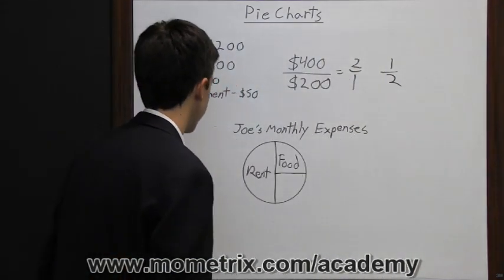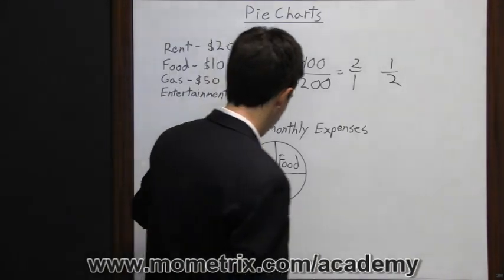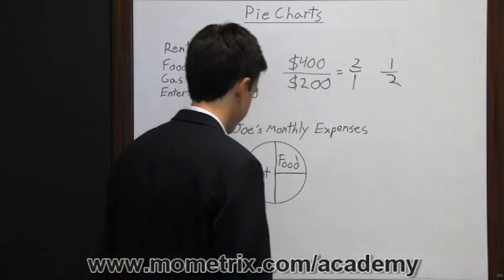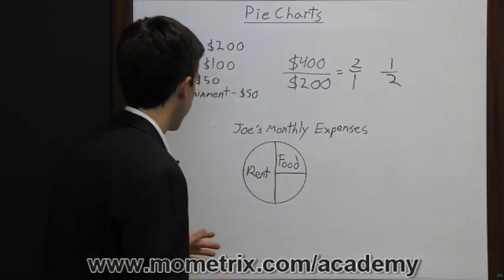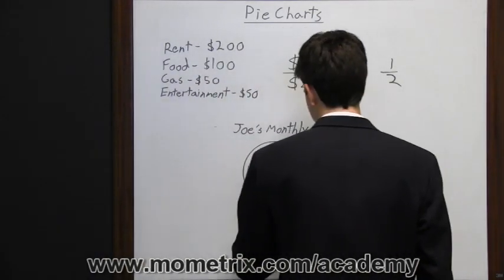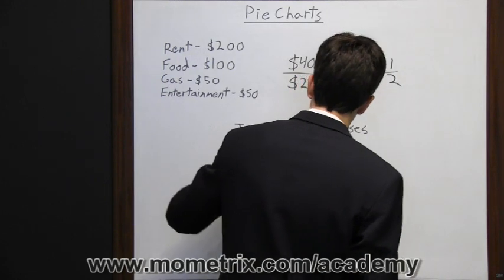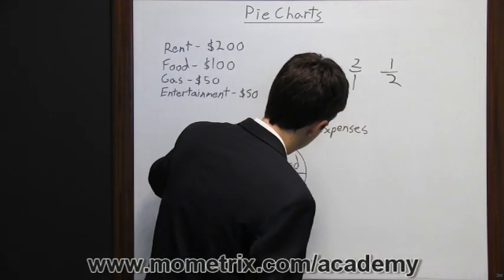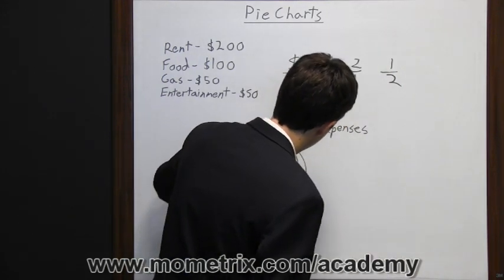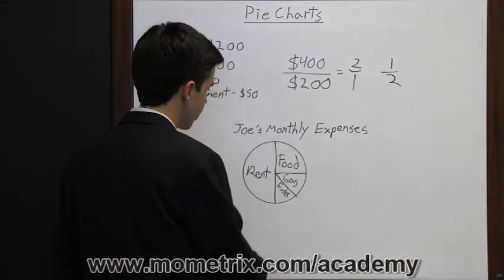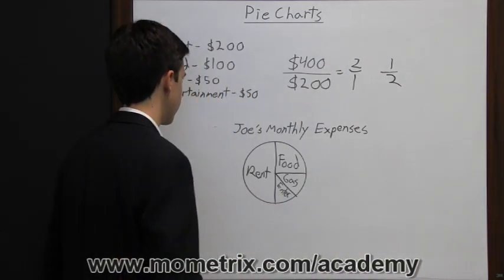And then gas and entertainment are 50 each. So if this half right here represents 200 and this quarter represents 100, then $50 should represent half of a quarter, or an eighth of the total expenses. So we'll put gas here and entertainment, which I'll just abbreviate. So now you can clearly look at this pie chart and understand how the expenses are split up.